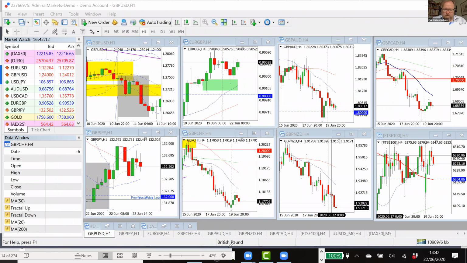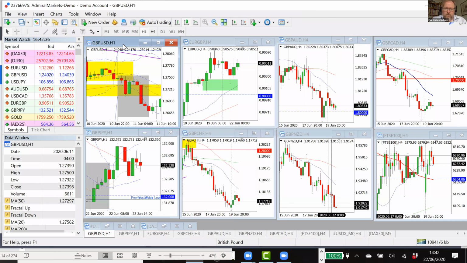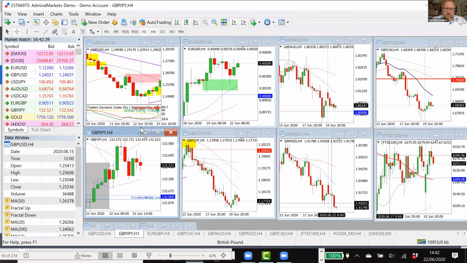You can see there, here we go. Pound against dollar, euro against sterling, pound against Aussie, pound against Canadian dollar, pound against the New Zealand dollar, pound against the Swiss franc, pound against the yen, and the FTSE. There's been lots going on there, and it just makes it very easy for me to get an understanding of what's going on in those markets. So if I look here, there we go, just set these up.